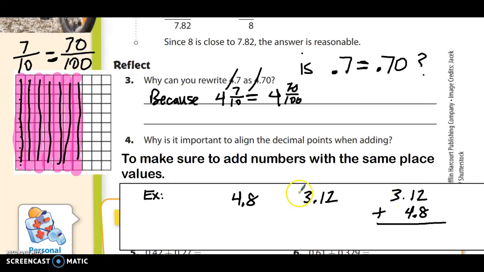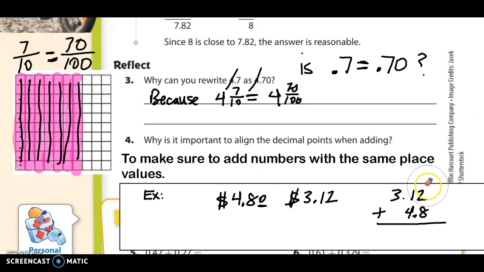What if this was money? How much money is this? That's $3.12. How much money is this? That's $4.80. But if I add it up like this, look at what I'm doing over here. I'm adding this 2 in the hundredths place, which is 2 cents, to 8 dimes, and then I'd be adding 1 dime, 10 cents, to $4. You can't add up 10 cents to $4. That doesn't make sense.